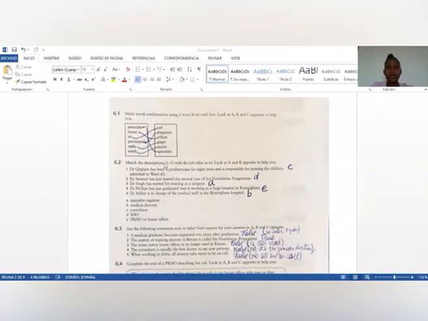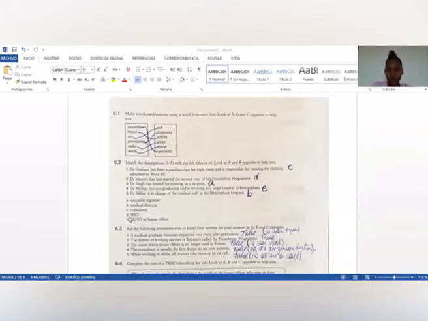Match the descriptions 1 to 5 with the job titles A to E. Look at A and B opposite to help you. Number 1, Dr. Graham has been a pediatrician for 8 years and is responsible for treating the children admitted to Ward 60. Letter C, consultant. Number 2, Dr. Stewart has just started the 2nd year of her foundation program. Letter D, senior house officer.